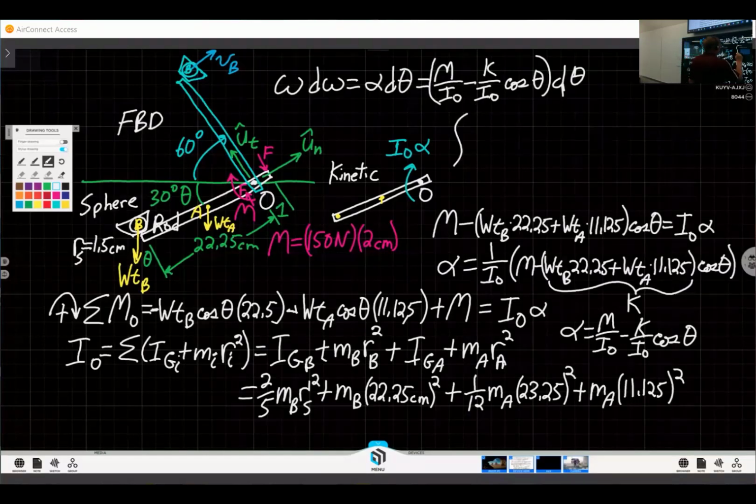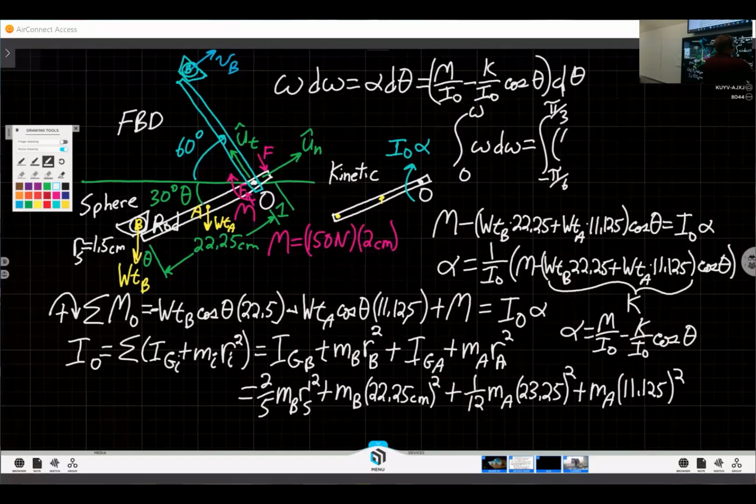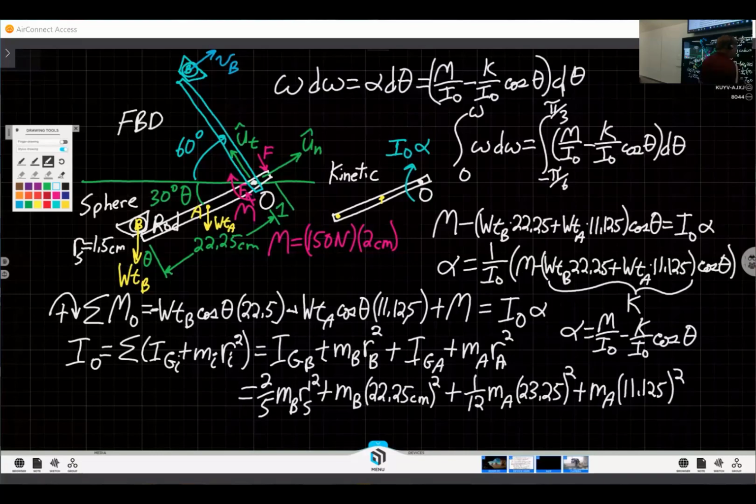We're integrating from omega naught. Let's just go ahead and put in there 0. We start from rest to some omega. Omega d omega equals, yes, we're using our calculus again, minus pi over 6 to pi over 3 of this expression, M divided by I-O minus K over I-O, cosine theta d theta. Okay?